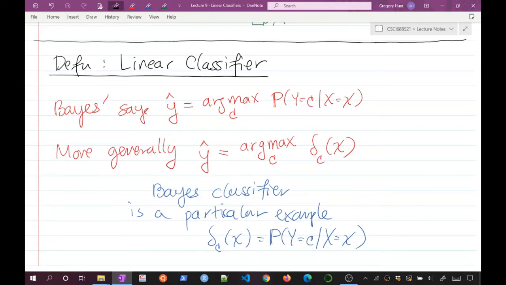The Bayes classifier says maximize this probability. That is the optimal thing in terms of risk minimization to do for a 0-1 loss. For other losses, or if you have other schemes, you can come up with other classifiers. You can make up whatever classifier you want. All you would need to do is specify some function delta for each of the classes C, and delta would take in your x and spit out a number. This delta is called the discriminant function.